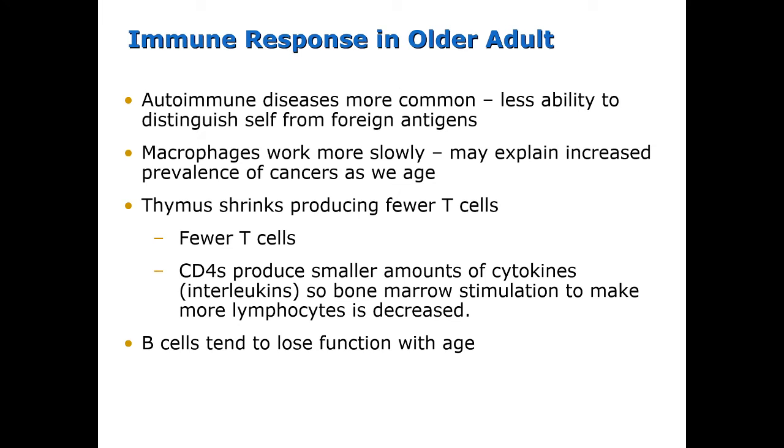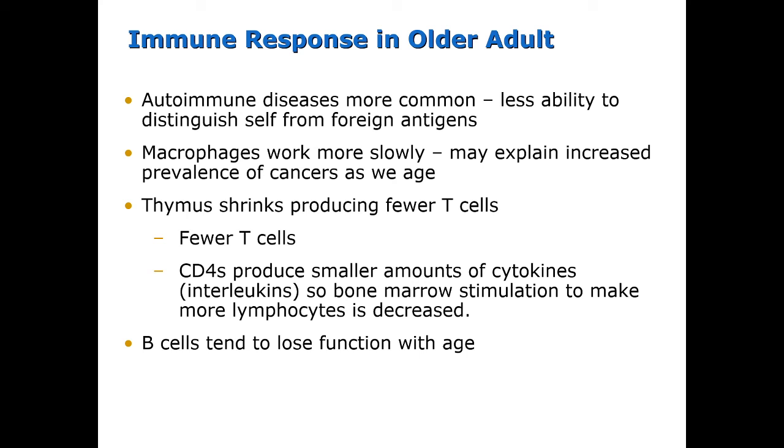The elderly are at higher risk for diseases associated with the immune system. The aging immune system seems less able to recognize self-antigens compared to foreign, and this makes autoimmune diseases more prevalent as people age. Also, the macrophages tend to be slower to respond to invaders, and slower to respond to cells with altered DNA. And this may also explain why cancers are more prevalent in older people.